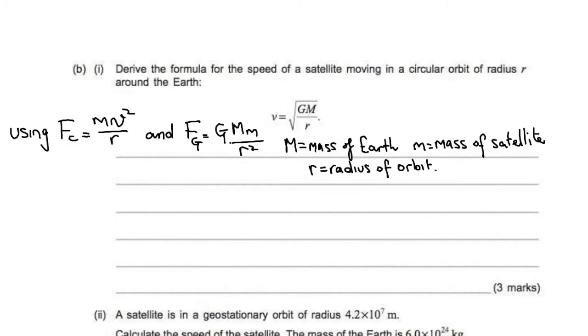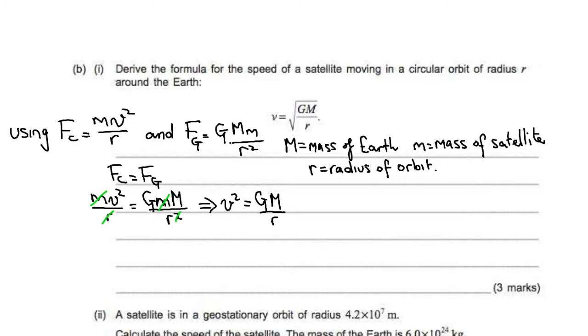To start this question, I'm going to write down the centripetal force equation and the equation for Newton's law of universal gravitation. I've also included the description of the units I will be using. Since the centripetal force has been provided by the gravitational force, I've equated the two equations. By cancelling out common factors on both sides of the equation, what we are left with is that v squared is equal to GM on r, where M is the mass of the Earth. To complete the question, all we need to do is take the square root of both sides of the equation.